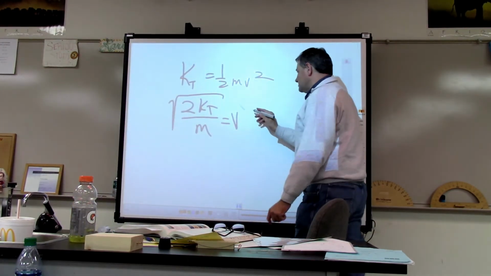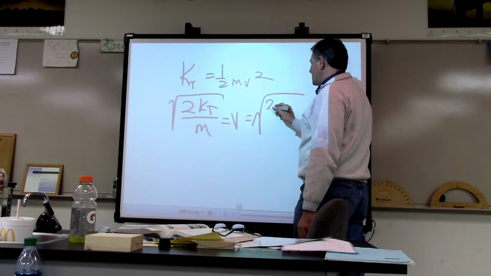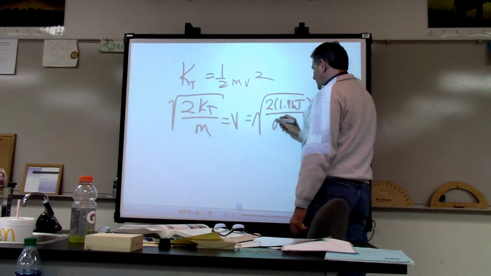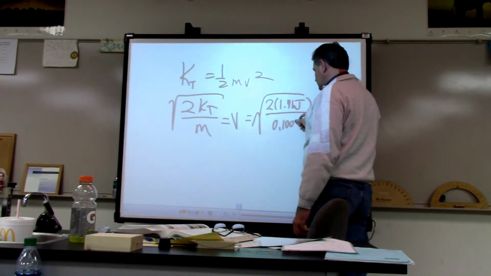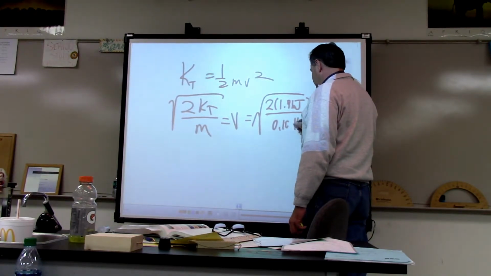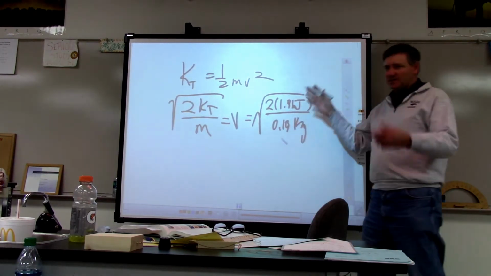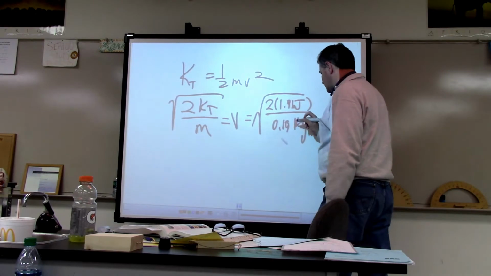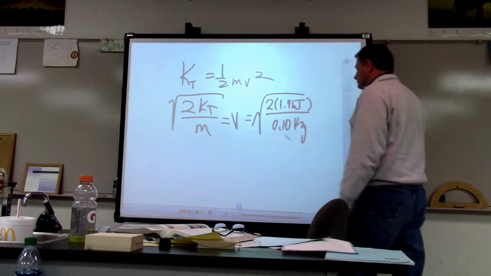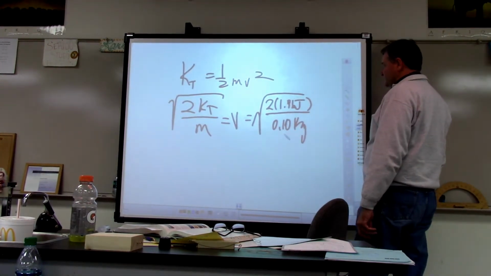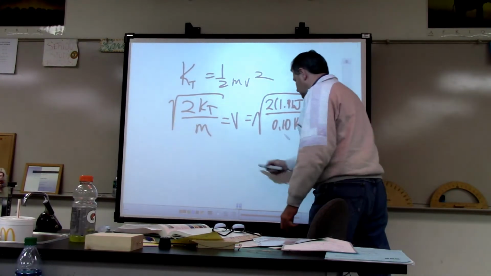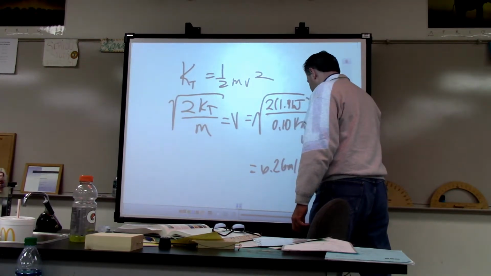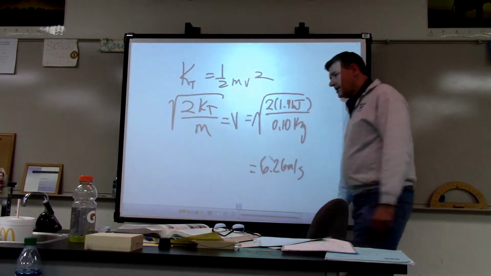Okay? So in this case, I'm going to take 2 times 1.96 joules and divide that by 0.1 kilograms. Okay? If you go through this, you're going to end up with meters per second. So somebody do the math. So it's kind of the square root, 6.26 meters per second. Okay?